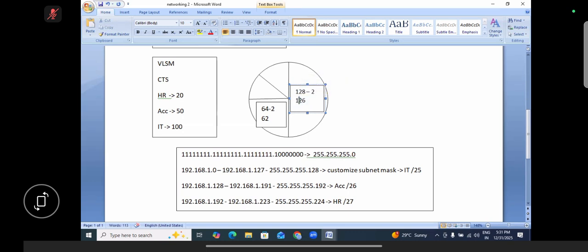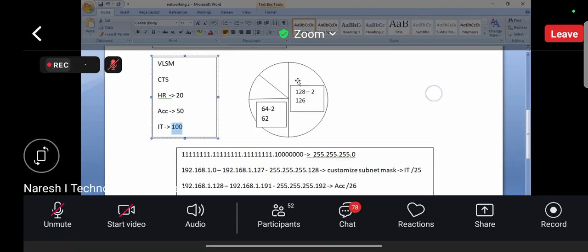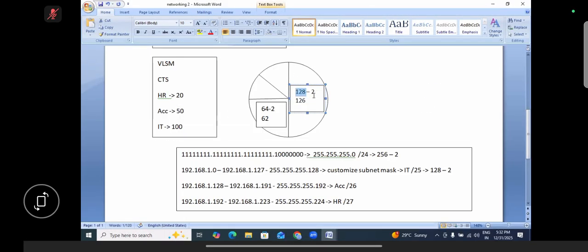126 is the nearest value for whom? IT. Now this half apple we are going to assign to IT, minus 2 gives 126. For the IT department we are going to assign 192.168.1.0 to 192.168.1.127. This is the network ID and this is the broadcast ID. We are not going to use those in between. We have 126 valid IP addresses we are going to assign for IT.